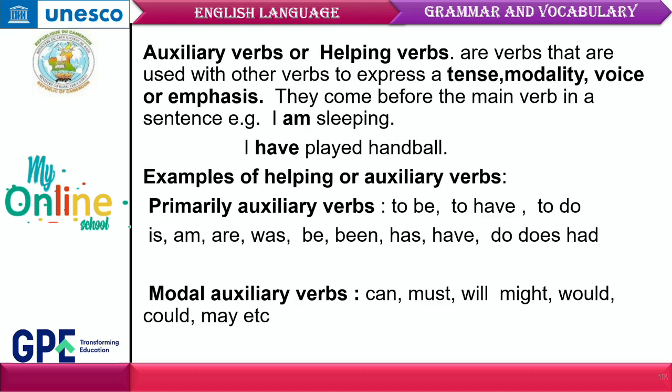Now, we have different types of auxiliaries. There are primary auxiliary verbs and modal auxiliary verbs. The verbs to be, to have, to do are examples of primary auxiliaries. You have is, am, are, was, which are the verb to be expressed in different tenses. And we have modal auxiliary verbs like can, must, might, would, could, may, and so on.